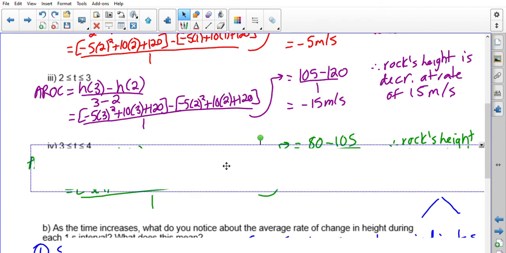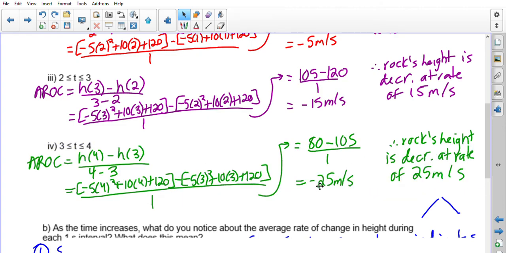And then from 3 to 4 seconds, we get an AROC of -25 meters per second. So now the rock's height is decreasing at a rate of 25 meters per second. So remember, decreasing is said with negative, increasing is said with positive.